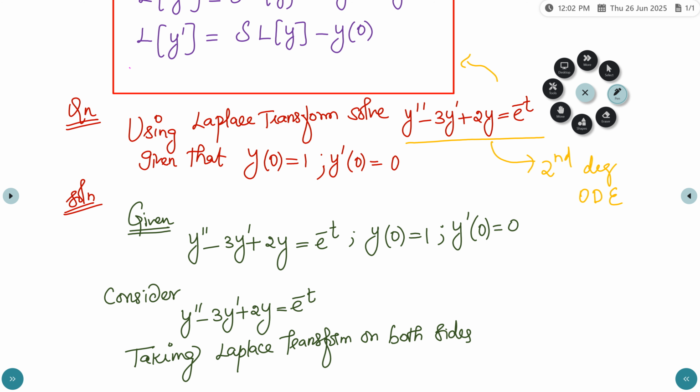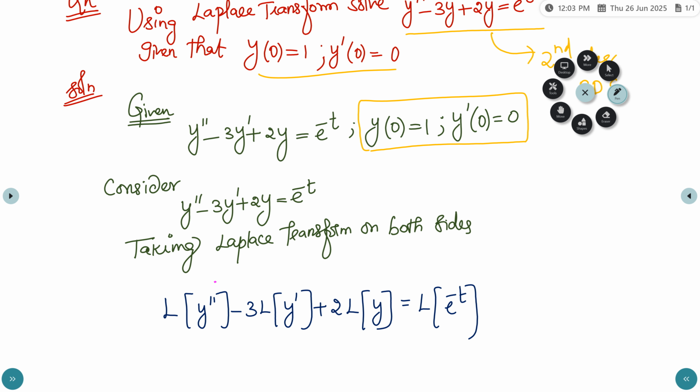Now let us proceed with the solution. Let us take the given equation y double dash minus 3y dash plus 2y equal to e power minus t. The initial conditions are y of 0 equal to 1 and y dash of 0 equal to 0. These are our initial conditions provided in the problem itself. What we do is, with the help of Laplace transform, we are going to solve the ordinary differential equation.